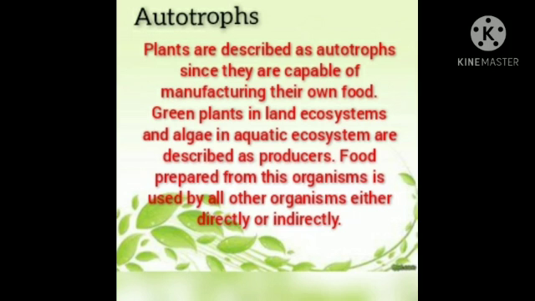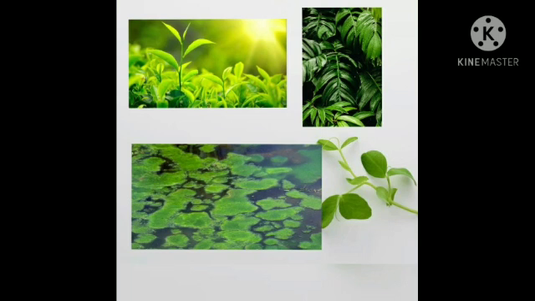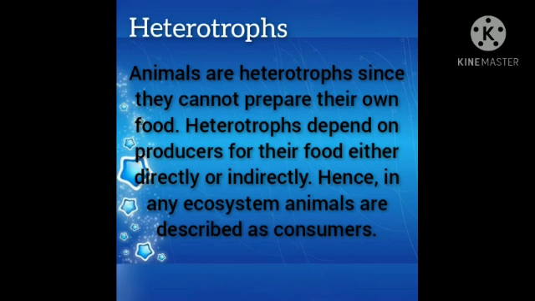Plants are described as autotrophs since they are capable of manufacturing their own food. Green plants in land ecosystem and algae in aquatic ecosystems are described as producers. These green plants and algae are called producers and these are the autotrophs. Heterotrophs. Animals are heterotrophs since they cannot prepare their own food. Heterotrophs depend on producers for their food either directly or indirectly. Hence, in any ecosystem, animals are described as consumers.